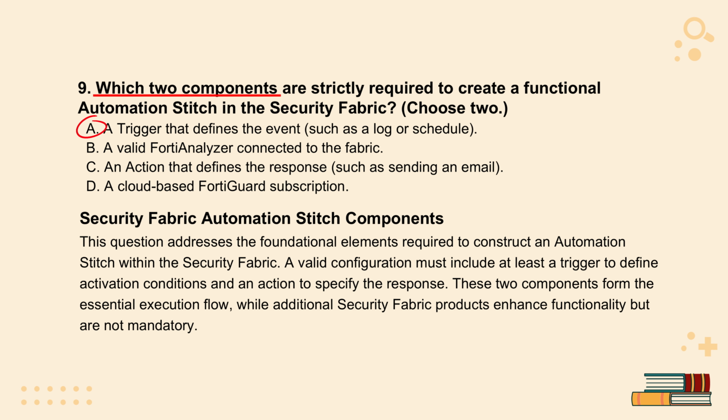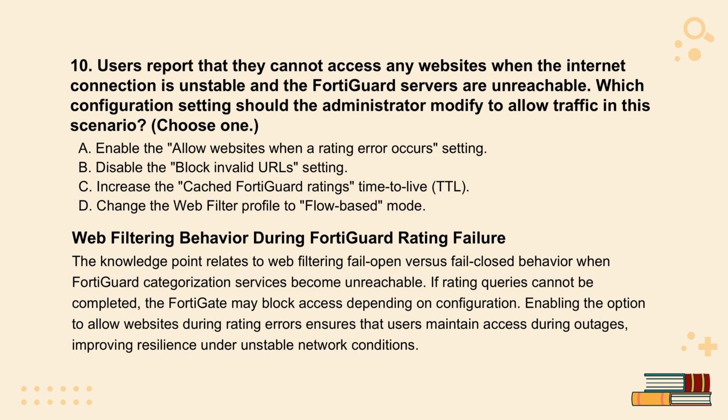Okay. And second, you need an action. That's the response. The then-that. Like sending an email or blocking an IP. Right. Send an email, block an IP, run a script. You can add all sorts of other intelligence with FortiAnalyzer and things, but at its absolute core, an automation stitch is just a trigger and an action. Simple logic. If X happens, do Y. That's all it is.